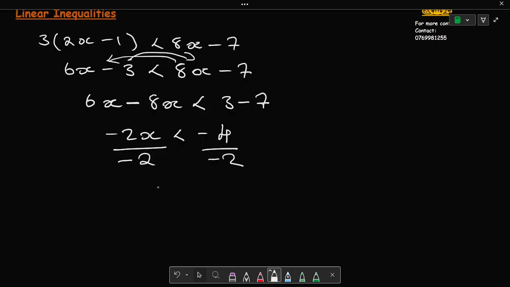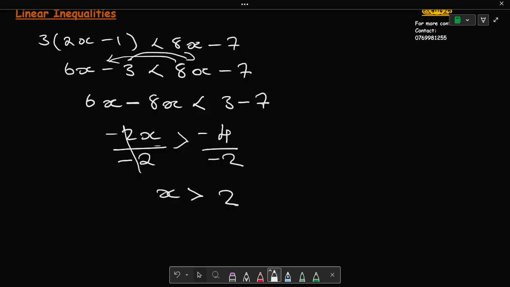Remember we said that when an x has a negative, you divide by a negative to get rid of the negative, and if you do that, this symbol which is here is going to change. If it was a less than, it's going to be greater than. Okay, so it has changed. X is going to be greater than 2. Yeah, so this is the solution.